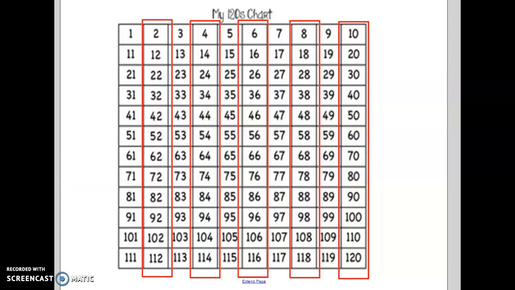We're starting with 2 and we're going to 70. Here we go. 2, 4, 6, 8, 10, 12, 14, 16, 18, 20, 22, 24, 26, 28, 30, 32, 34, 36, 38, 40, 42, 44, 46, 48, 50, 52, 54, 56, 58, 60, 62, 64, 66, 68, 70.